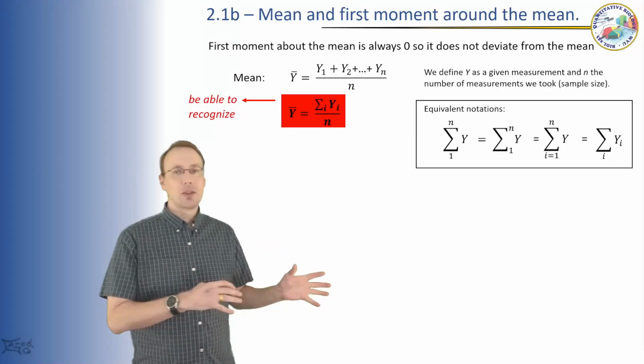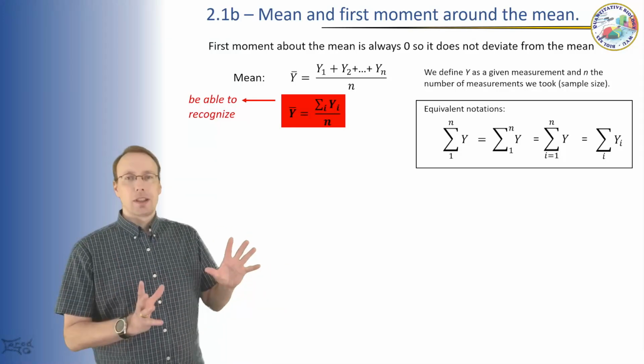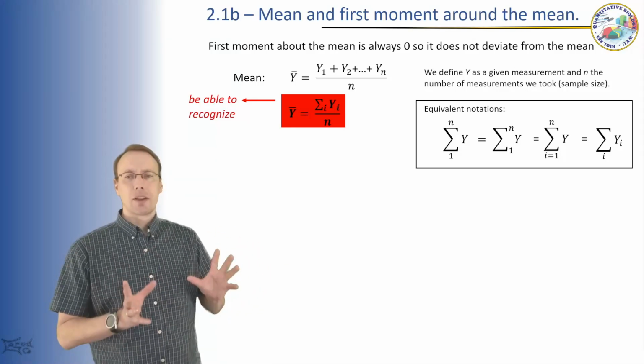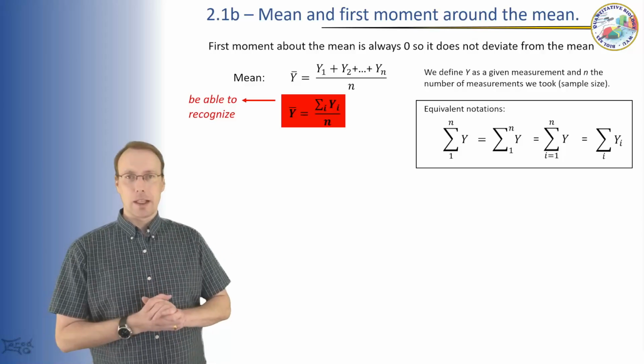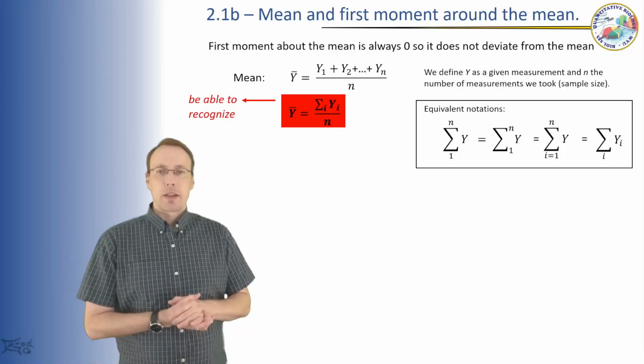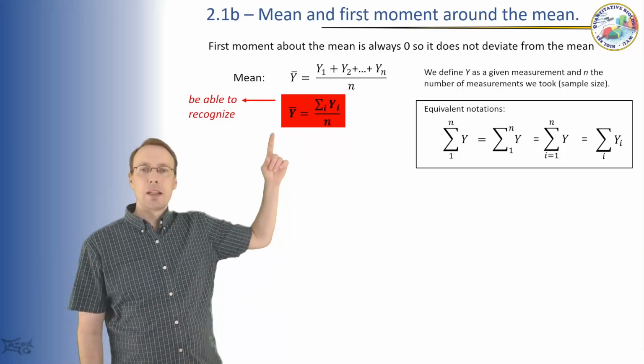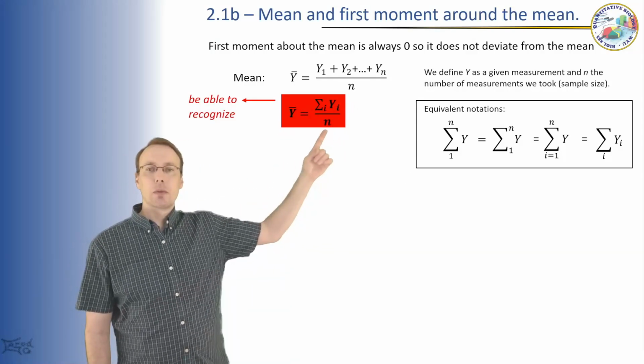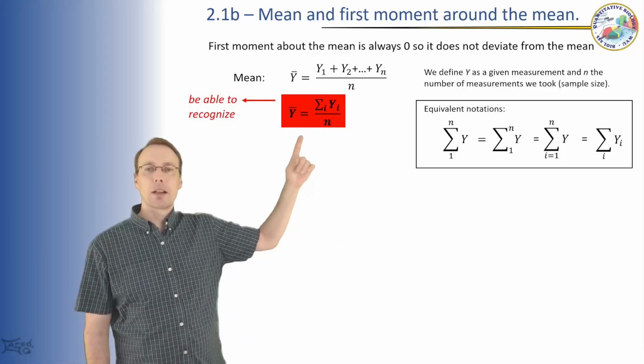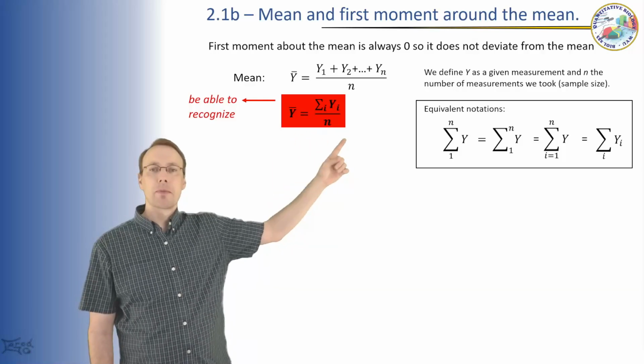So let's focus on the mean. I'll show you the equation for the first moment, but you can think of the two as very tightly related, okay? And we have an equation here for the mean. So we'll come to the one in red here. I want you to be able to recognize this.